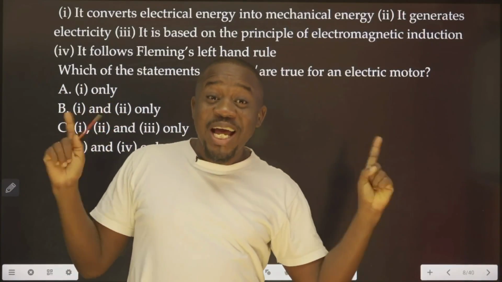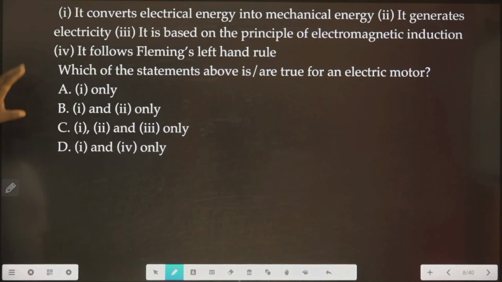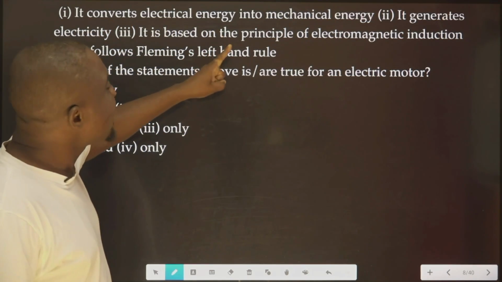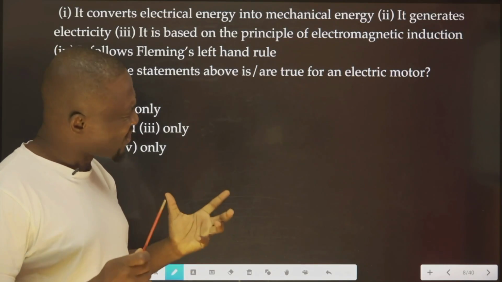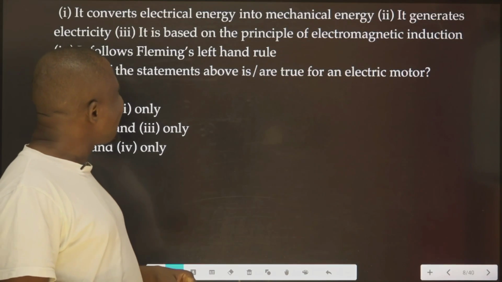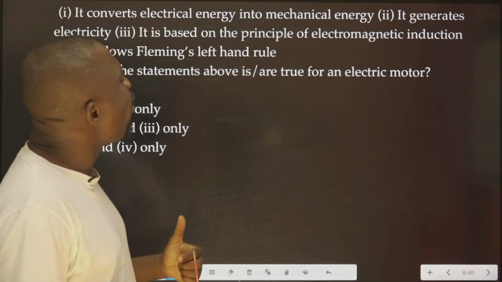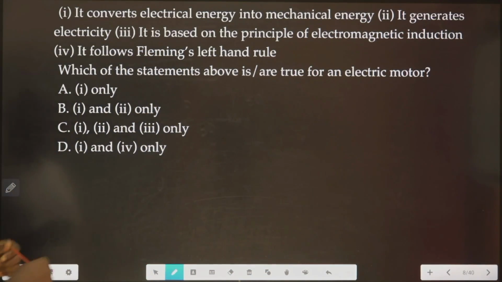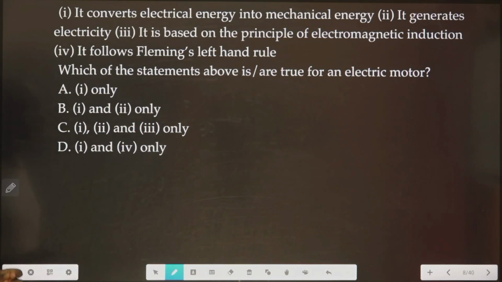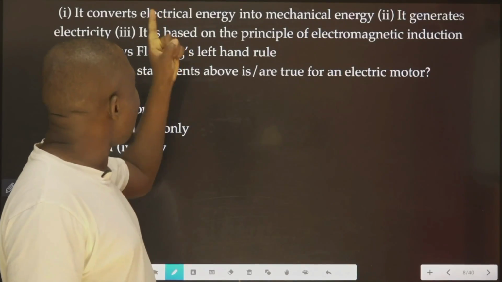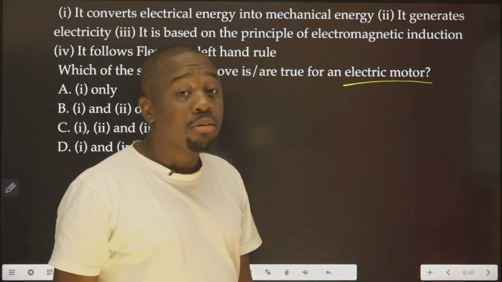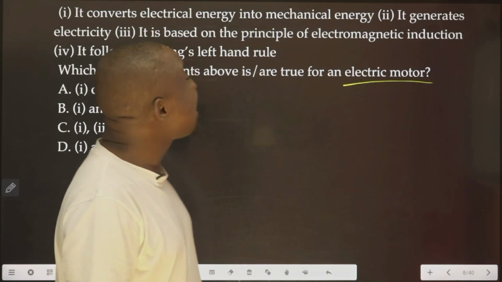Okay? Let's look at this. It says: 1, it converts electrical energy into mechanical energy. 2, it generates electricity. 3, it is based on the principle of electromagnetic induction. 4, it follows Fleming's left-hand rule. Which of the statements above is or are true for electric motor? Oh, they are asking us about electric motor.